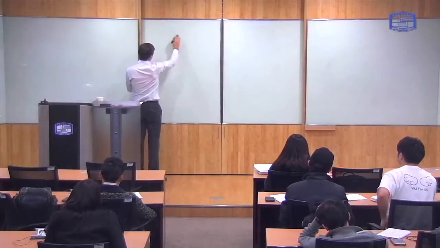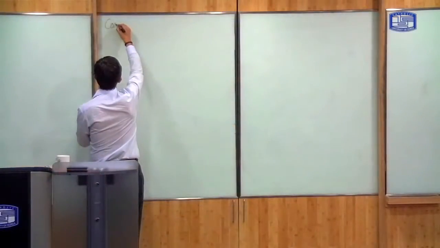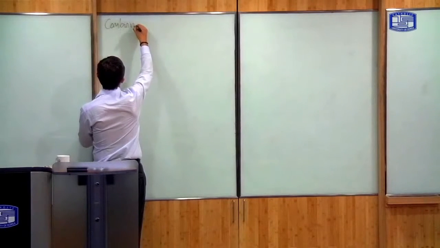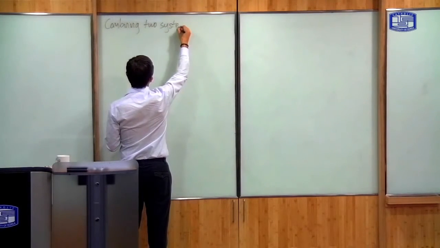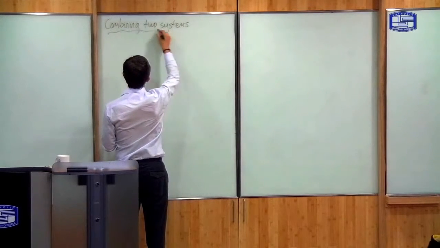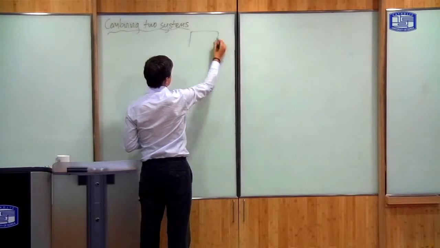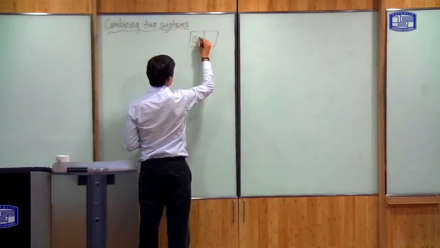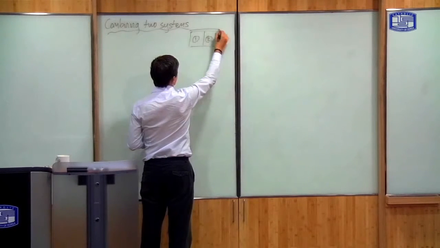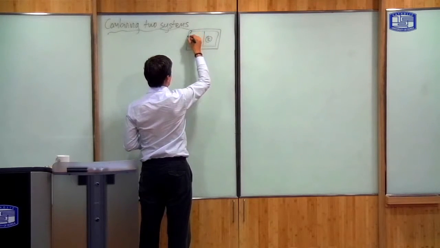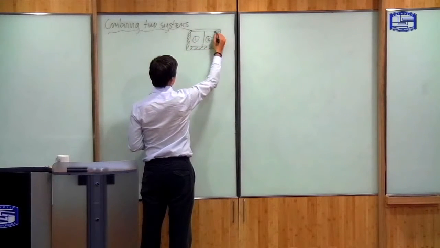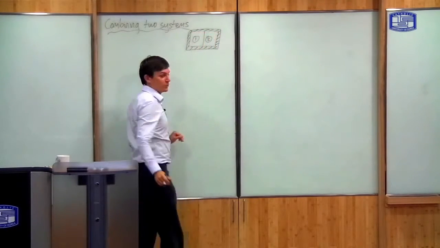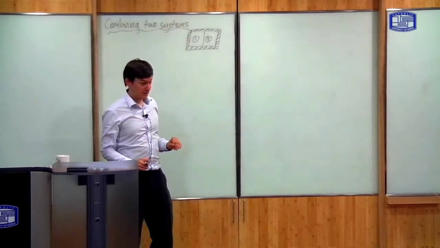So this is continuing from what we did before. We looked at combining two systems. So we considered two systems, 1 and 2, which have certain numbers of microstates depending upon their internal energies, and we allow them to exchange energy with each other, but we thermally isolate them from the outside. Okay?